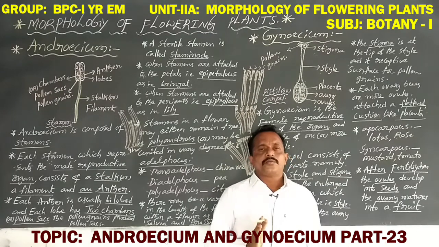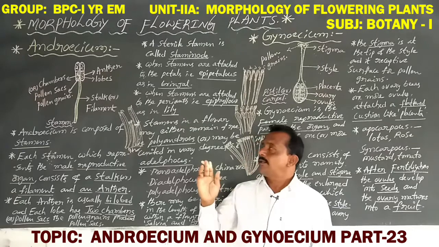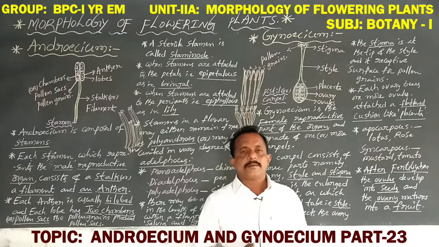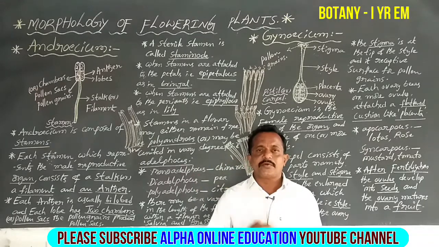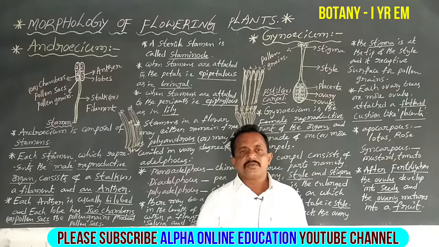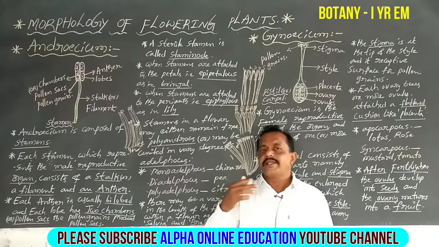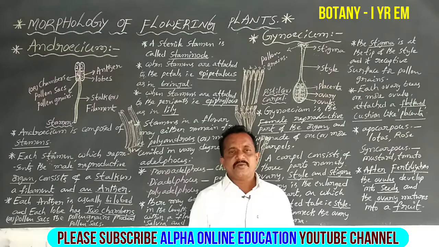So this is an overview of the floral parts: calyx, corolla, androecium and gynoecium. But here we described in detail the third floral part, androecium, and the fourth floral part, gynoecium. Androecium is the male reproductive organ and gynoecium is the female reproductive organ. Okay, now fine.